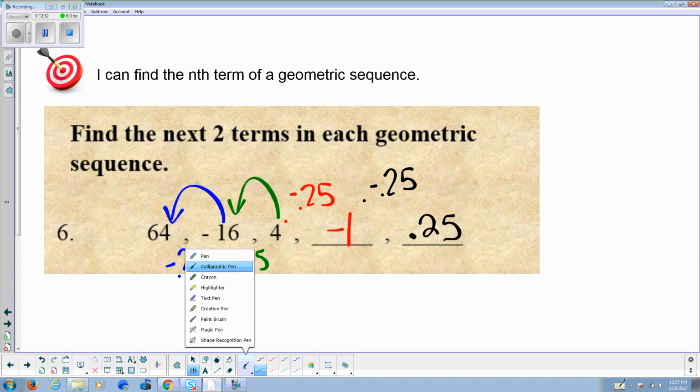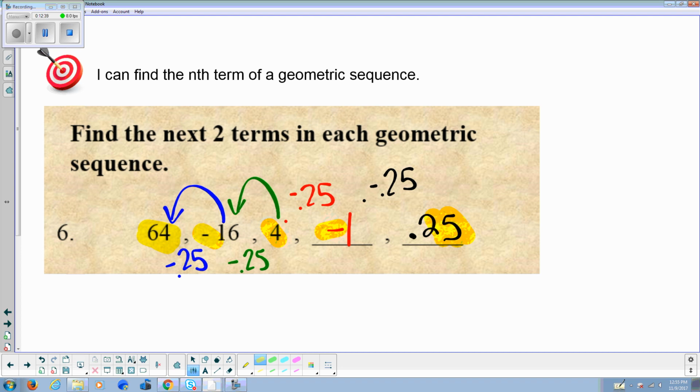Notice here that that pattern of positive, negative, positive, negative, positive continues. So anytime our common ratio is a negative number, negative 0.25, then what we will find is that the terms of the sequence will go back and forth from positive to negative, to positive to negative, anytime R is a negative number.